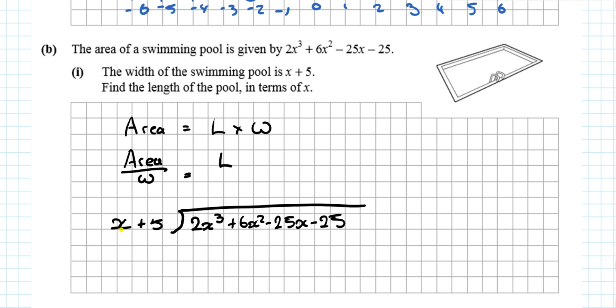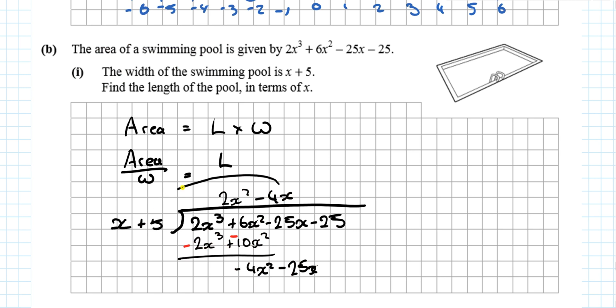And we're going x divided into 2x cubed is 2x squared. So 2x squared by x is 2x cubed, and 2x squared by 5 is plus 10x squared. So the long division question, changing the signs. 6x squared minus 10x squared is minus 4x squared, taking down the minus 25x. x divided into minus 4x squared is minus 4x. And then we're going minus 4x by x is minus 4x squared, minus 20x.